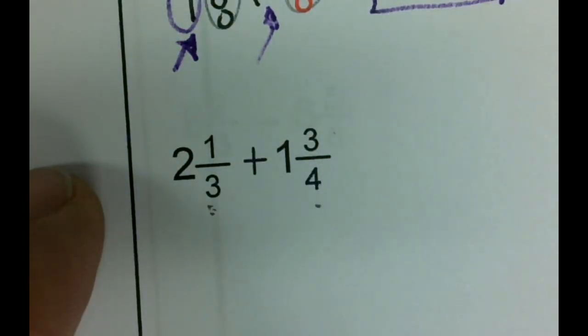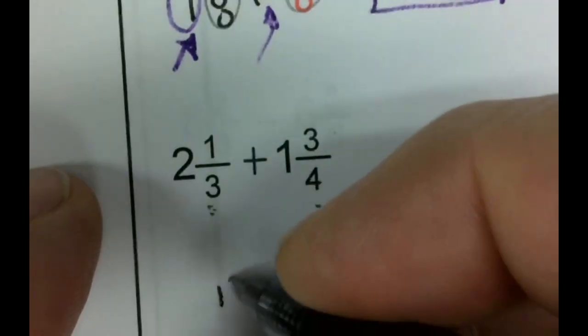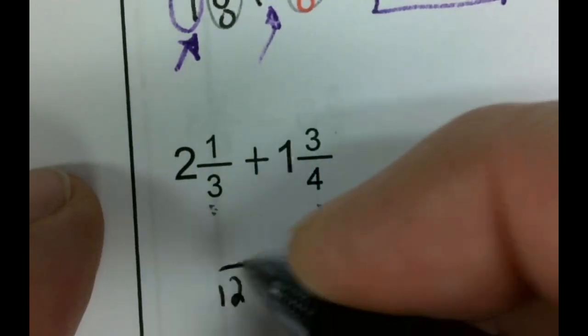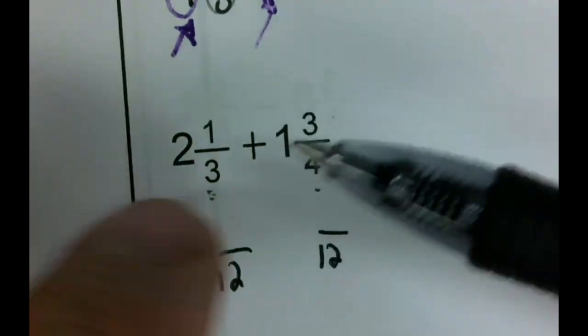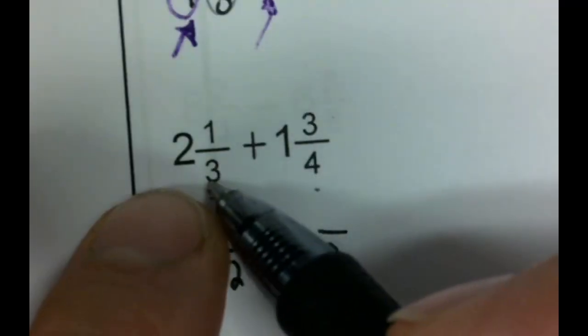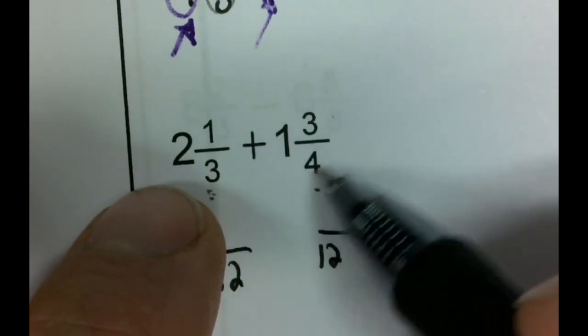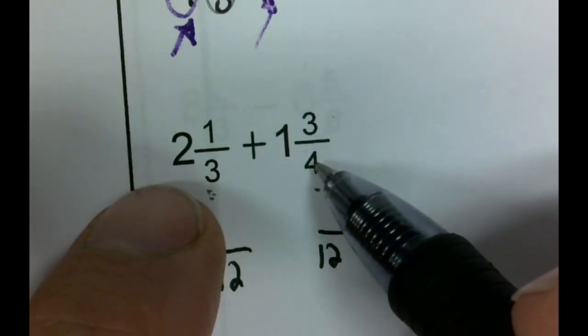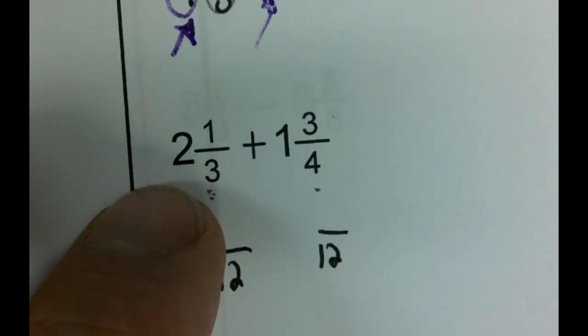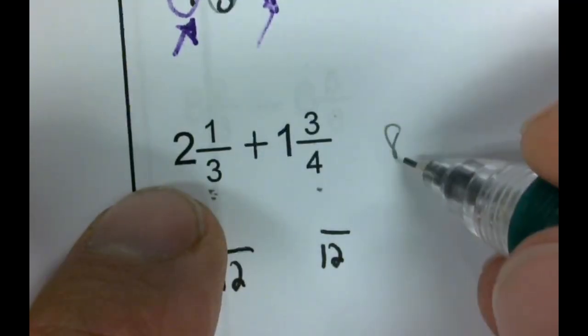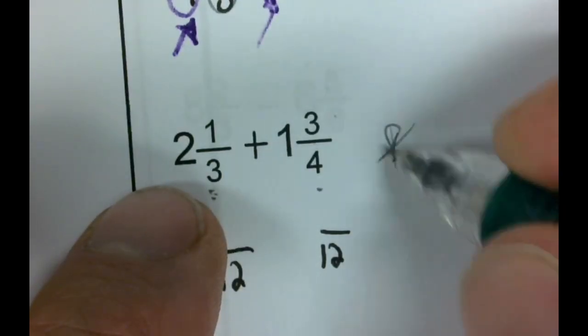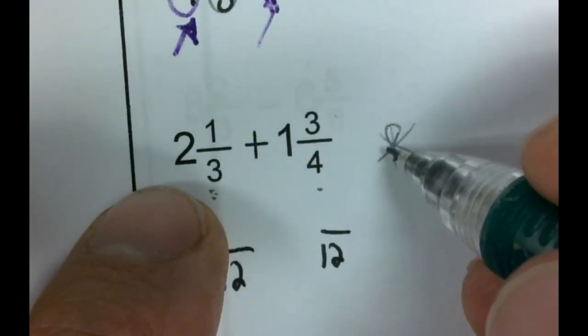If you know it's 12, awesome. Then make them 12 and off you go. If you're not sure what it is, well, just like we did before, can you take 3 times something to make 4? Nope. So 4 times 2 gets us 8. Can we take 3 times something to make 8? Nope.